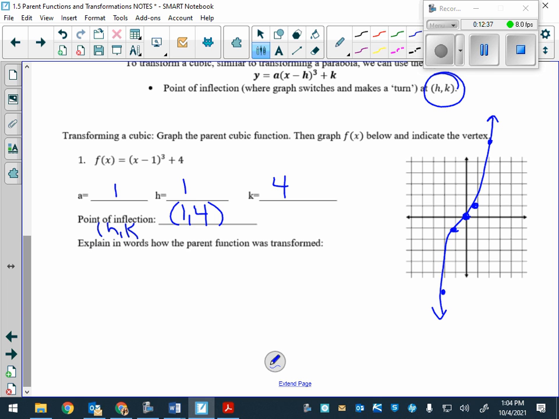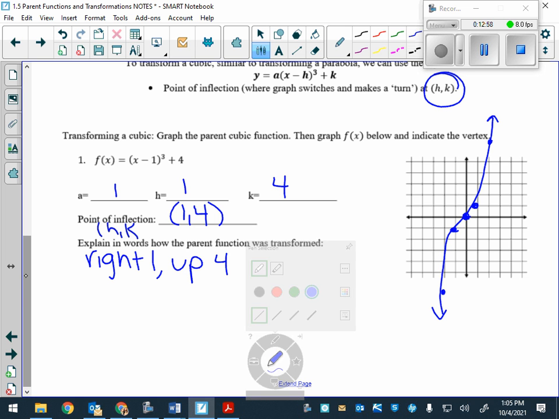Now, how do I go from a point of inflection at 0, 0 to now 1, 4? Lila, what's one direction I'm going in? Right 1. Louise, what's another? Up 4. Good. So here we go. Point of inflection. Okay. And then I know since there's not a stretch, 0.